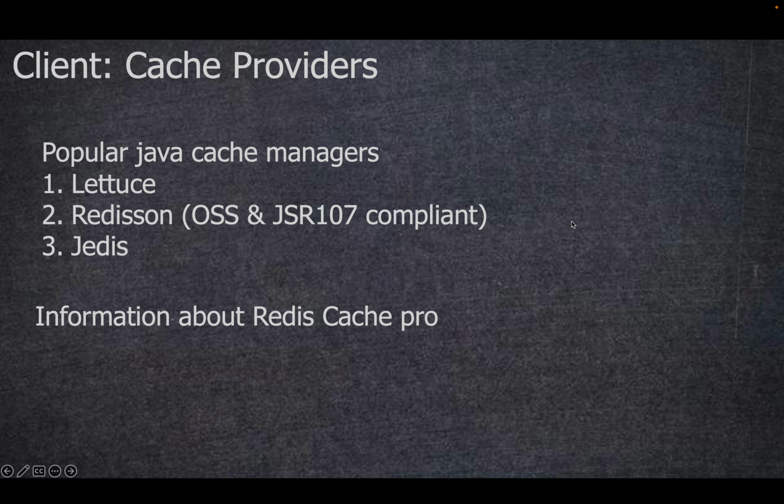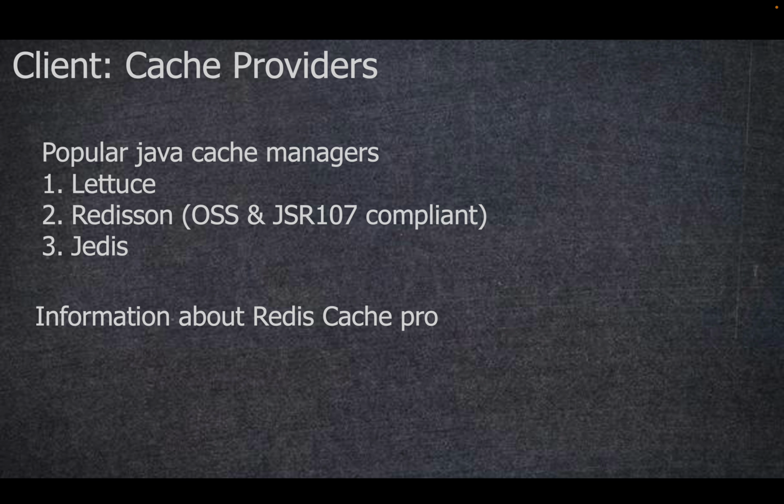Actually, before going into the demo, let's look at some of the cache providers, the Java clients that are available, the popular ones. Lettuce is an example, and there is Jedis, that's OSS and JSR 107 compliant, and there is Redisson. And information about Redis cache providers with all other languages is available in the slides, last two slides. For example, C Sharp, or Angular, React, and so on and so forth. There are Redis clients in, I think, all languages that I can think of.